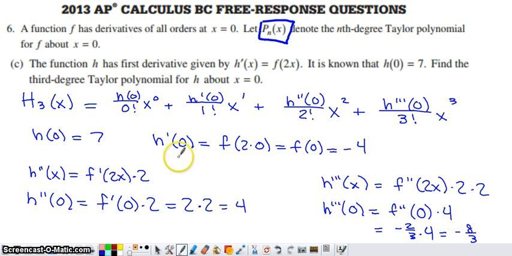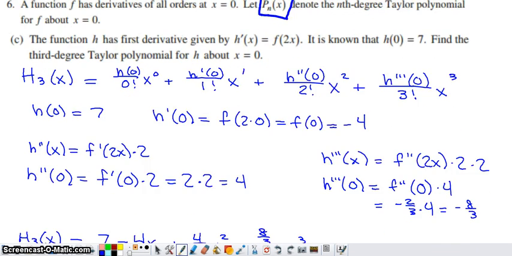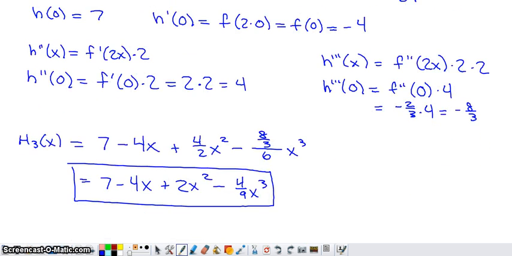Take these results, 7, negative 4, 4, and negative 8/3, put them into the Taylor series expansion for h carried out to the third degree term. Simplify each individual piece, and you're looking at this for the third degree Taylor polynomial for h at 0.